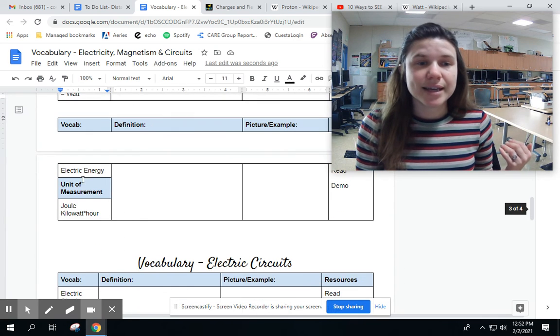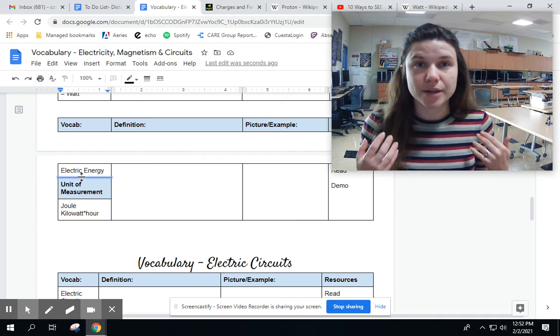Electric power is a rate. Electric energy is the amount of energy.